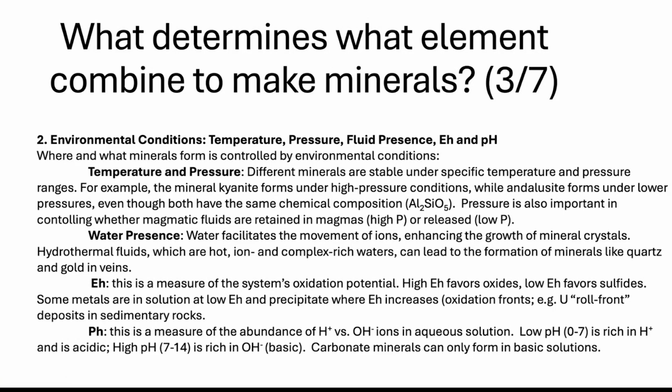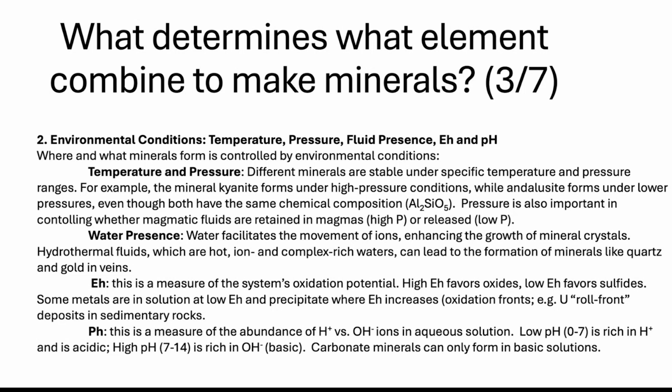Now, we've already talked about Eh, the measure of the system's oxidation potential. High Eh favors oxides, low Eh favors sulfides. Some metals are in solution at low Eh and precipitate when Eh increases. These are oxidation fronts. So uranium deposits in particular form where there's an Eh boundary. These are called roll front deposits in sedimentary rocks. They're very important in South Texas.